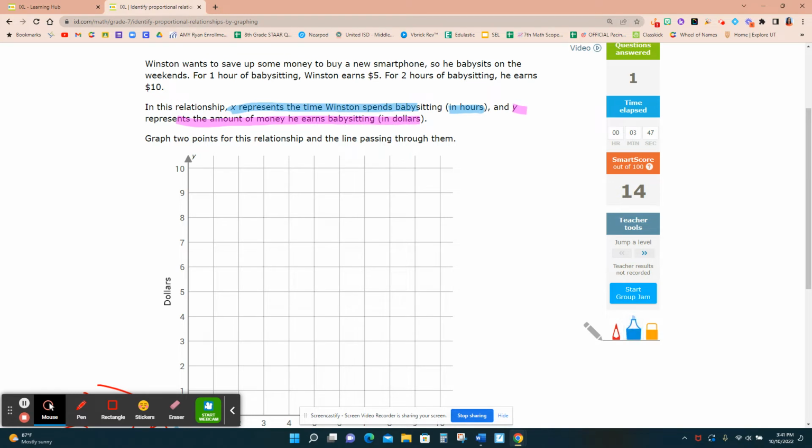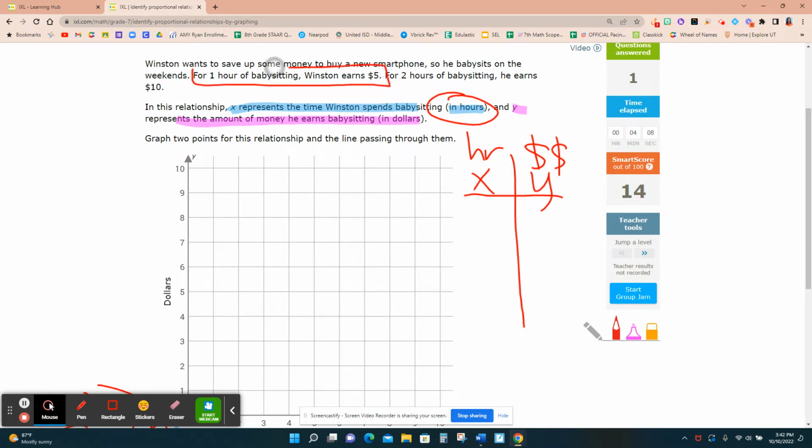Okay, so what we're going to be doing right here, it's a table. Your X, it says that it's your hours. So I'm going to put hours right here. Your Y represents money. Okay. So basically what it's telling you here is to create your table. So for 1 hour, he earns $5. For 2 hours, he earns $10.